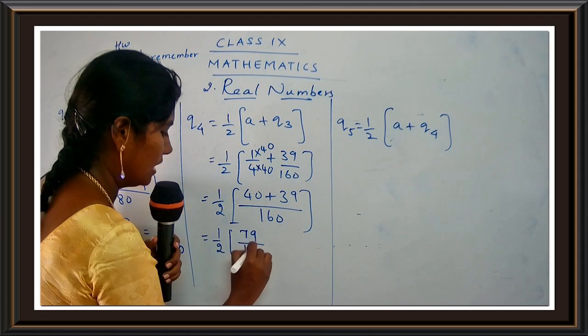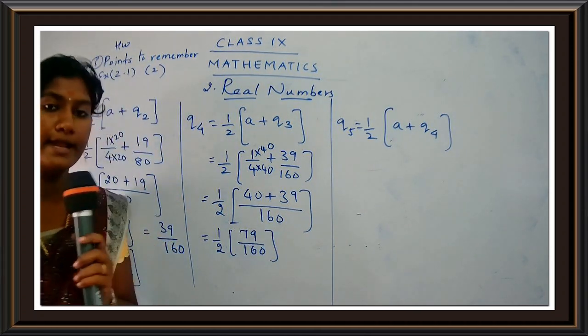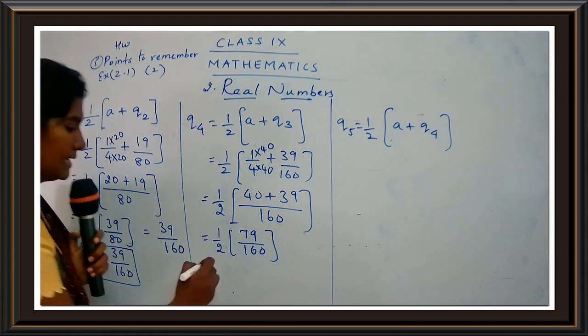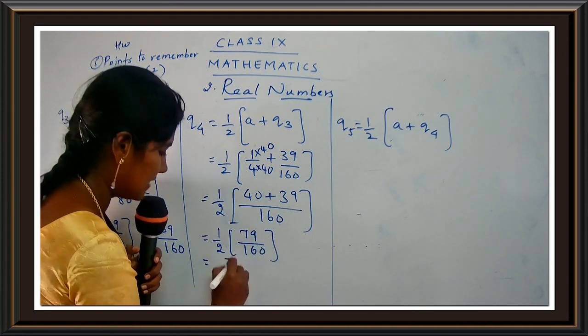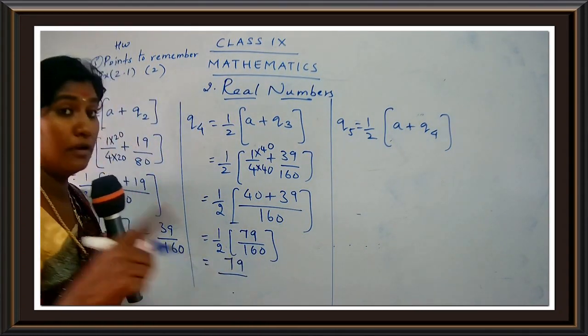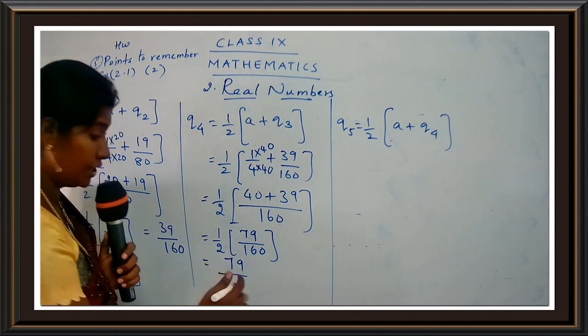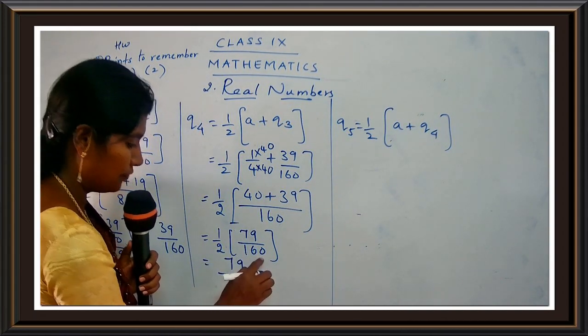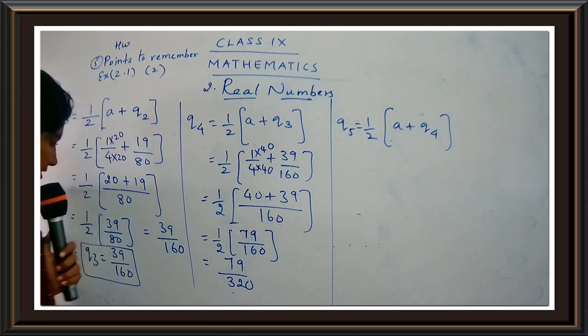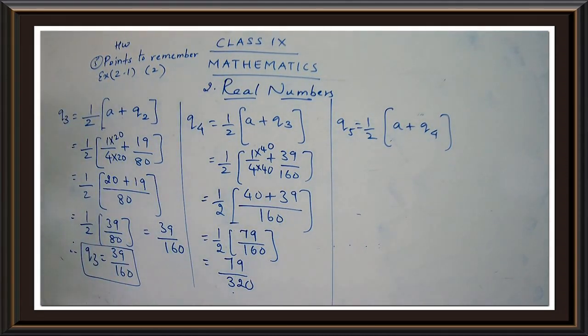79 upon 160, 160. So just multiply. You get 79 upon double of 16, which is 32. Put here a 0. We have a 0 with it. So you get 79 upon 320. Write down the answer: 79 upon 320.